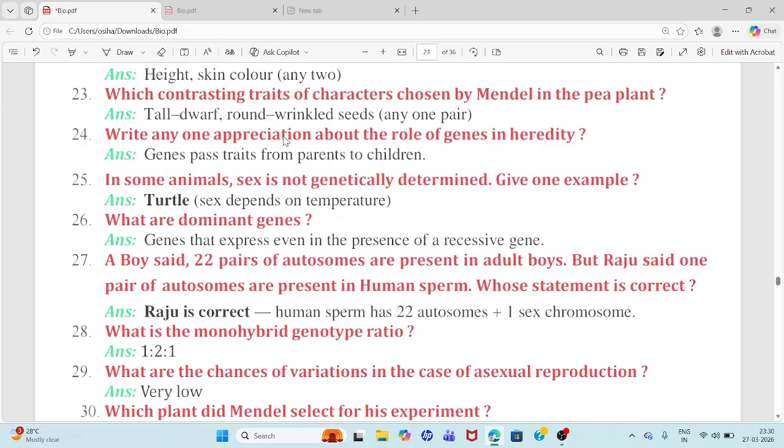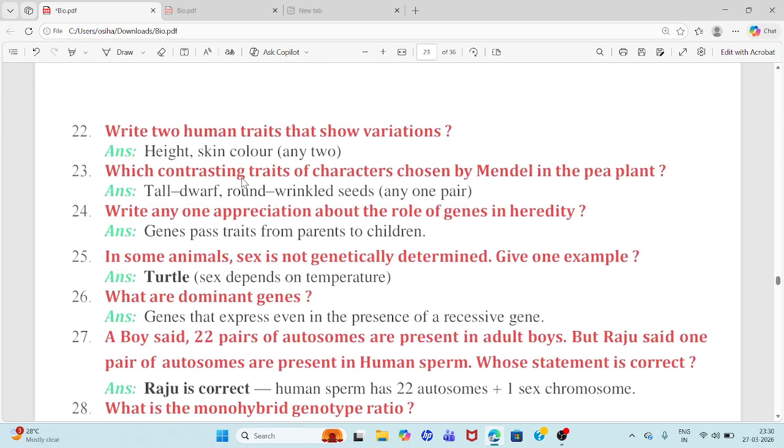Write any two appreciations about the role of genes in heredity. Genes pass traits from parents to children. Which contrasting traits of characters were chosen by Mendel in the pea plant? Tall, dwarf, round, wrinkled seeds. Write two human traits that show variations. Height, skin color.